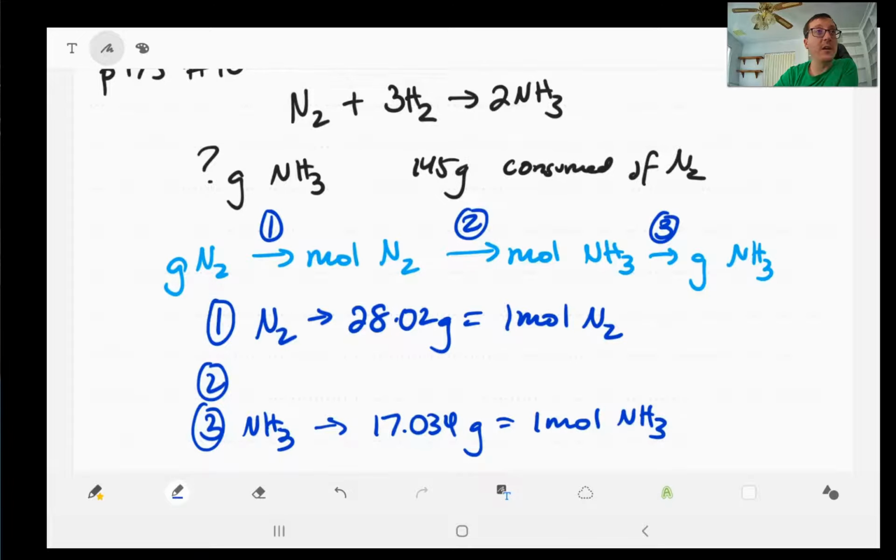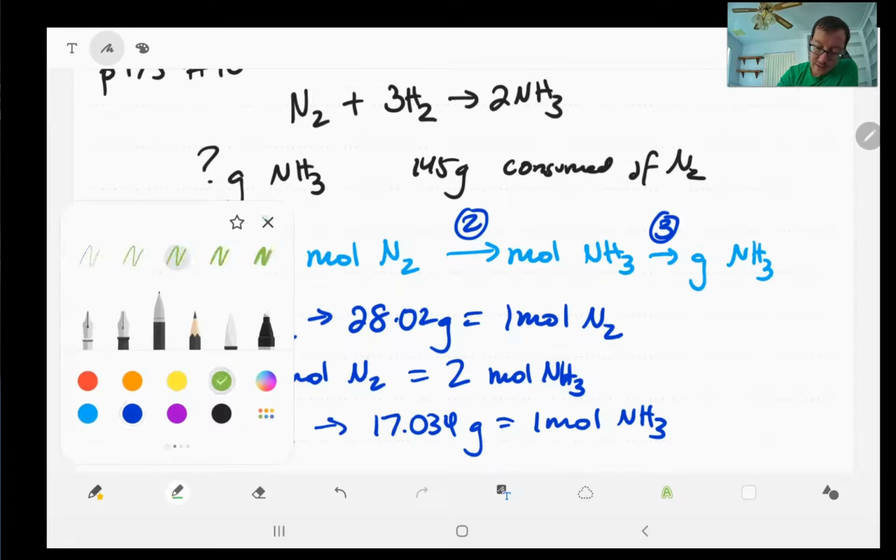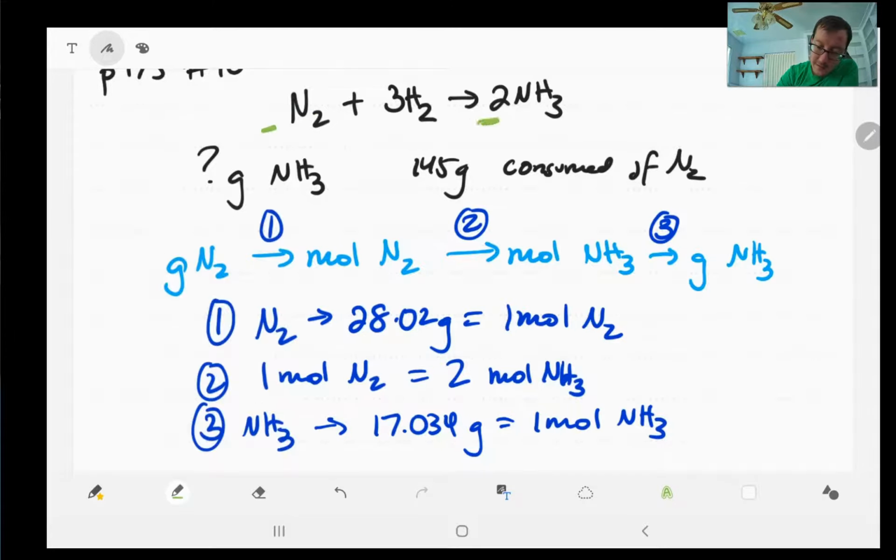And then the other one is just our mole coefficients. So number 2, and these are always the ratios. So we have 1 mole of nitrogen is equal to 2 moles of ammonia. And those are just the coefficients from the reaction. So we have the 1 and the 2 are those numbers.